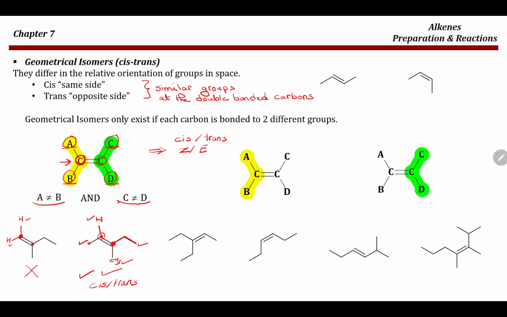Let's move on to the third example. Starting with this carbon here. Just look at this carbon. It's bonded to this group and this group. Those are actually the same. Same group, so there is no cis-trans isomerism.